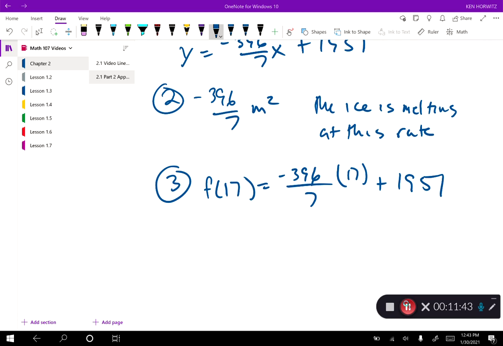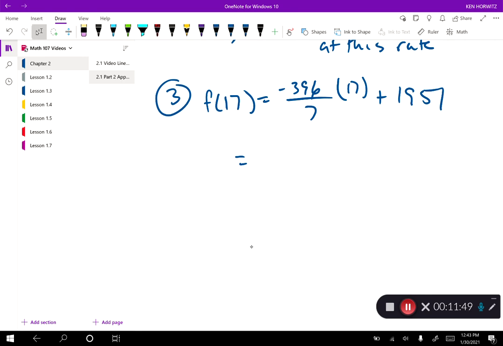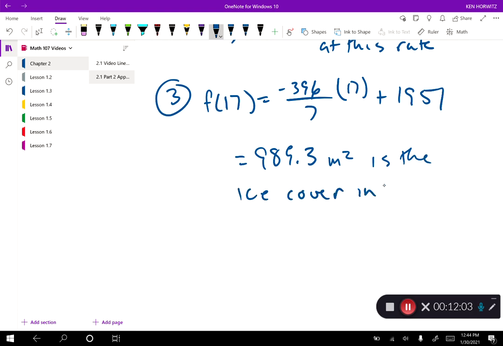Okay, so hopefully you did the work. I rounded to the tenths and I got 989.3, and that's in meters squared, and that is the ice cover in the year 2017. I'll tell you, for my taste, I need labels. If I'm giving you a word problem, I'd like to see a label. I'm sure other teachers would like to see a label. So please make sure that you write out the whole thing, meters squared, and then is the ice cover, especially since I asked you what that number means.